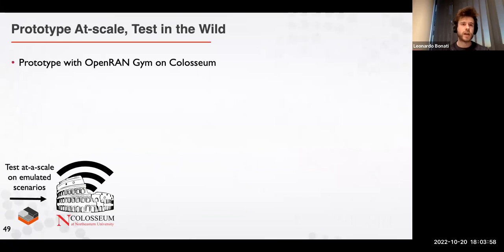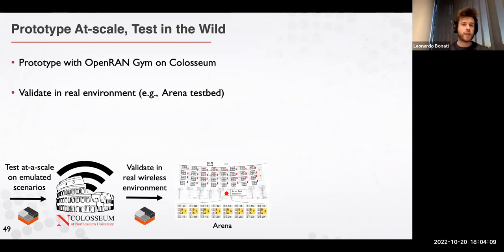And all of this is done because we want to prototype our solutions in a controlled environment, which is provided by the Colosseum testbed. But then we also want to validate our models in a testbed with a real wireless environment and not an emulated environment. So for instance, here I'm showing the Arena testbed, which is an indoor testbed that we have in our lab.